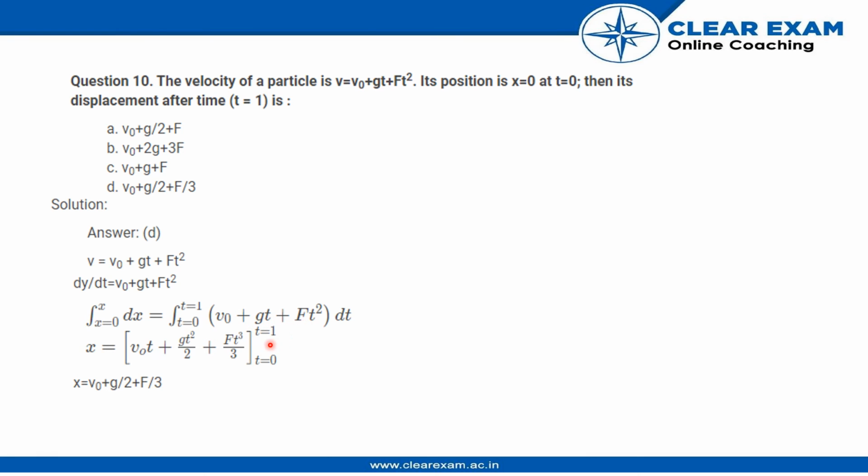Now putting the values, that is t equal to 1 initially and t equal to 0 finally, we get x's value to be equal to v naught plus g by 2 plus f upon 3.